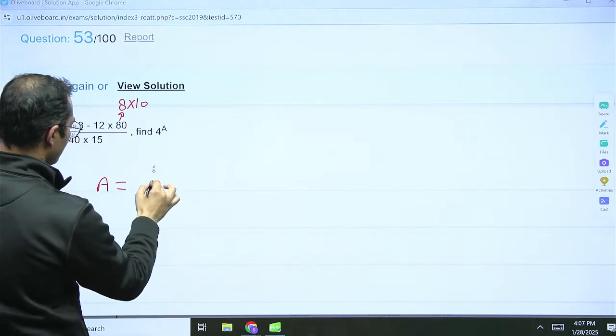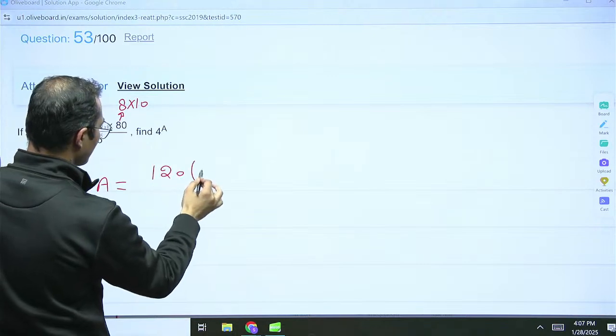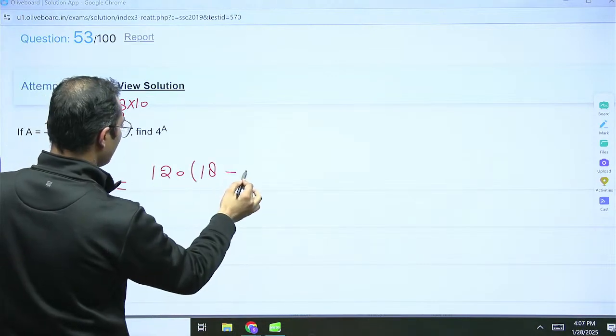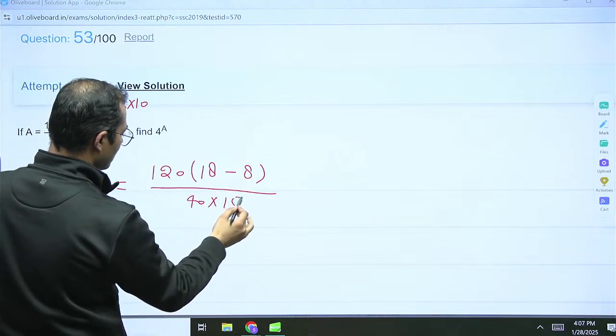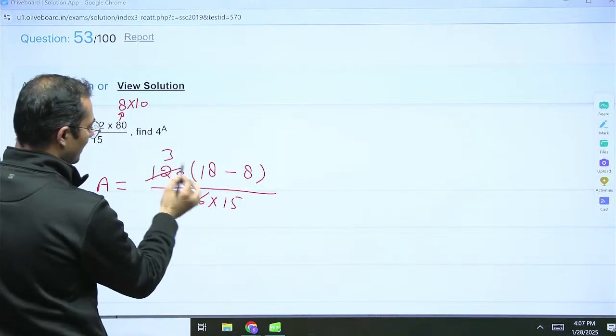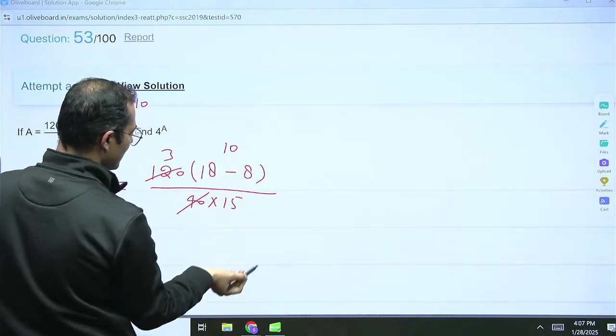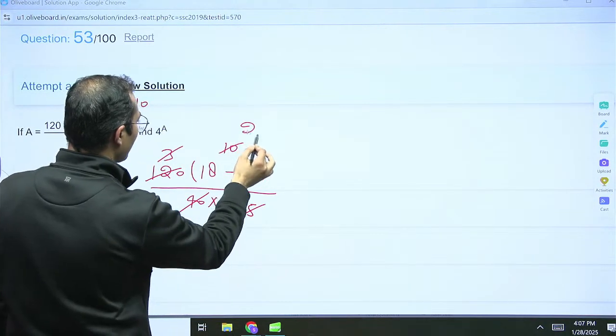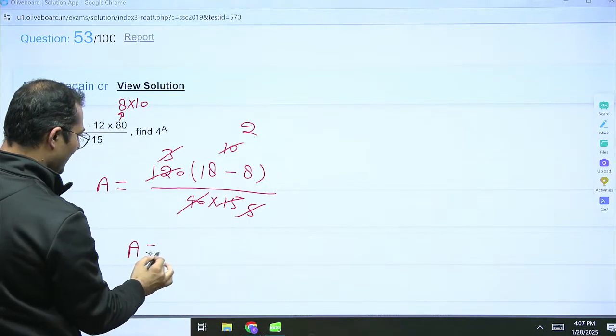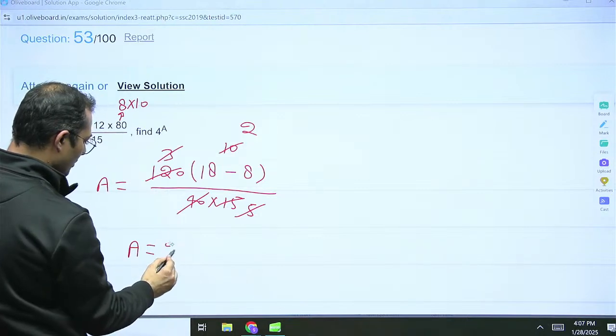So simply, take 120 common, so 18 minus 8, divided by 40 into 15. By 40 it is 3 times, so 18 minus 8 here is 10. By 3 it is 5 times, by 5 it is 2 times. So simply we can say that A is equal to 2.